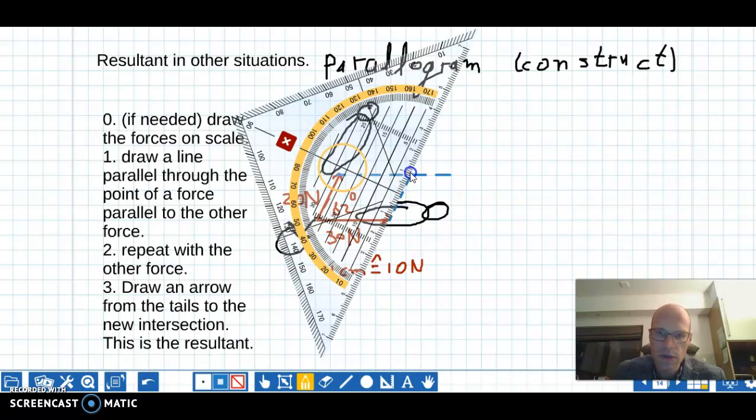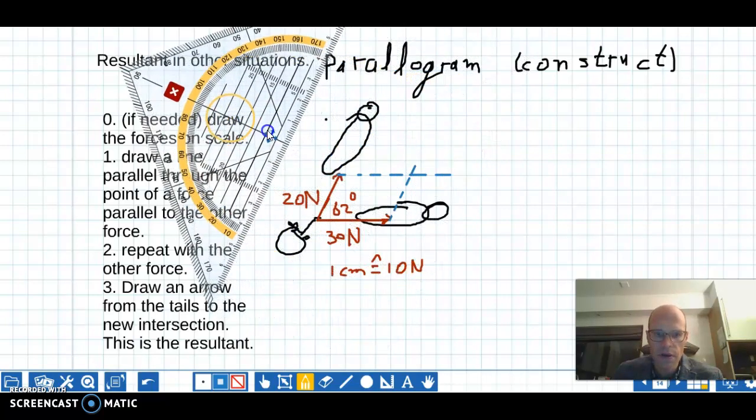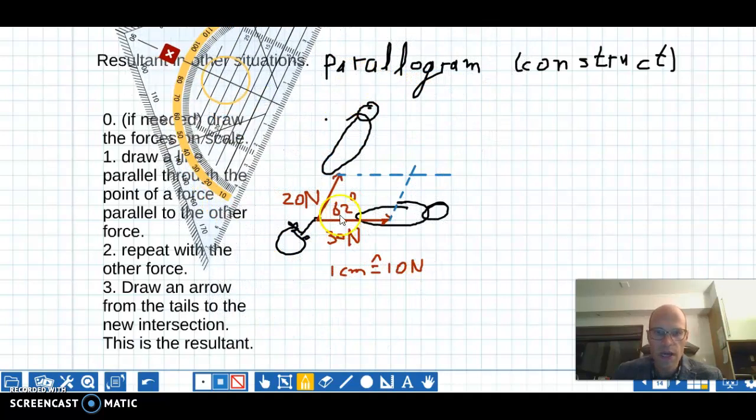And then you need to make another parallel line. And if you have done that, you can see we have made a parallelogram, this figure over here. It has parallel sides, that is why it's called a parallelogram. And then you need to draw an arrow from the tails, from over here, to the new intersection.